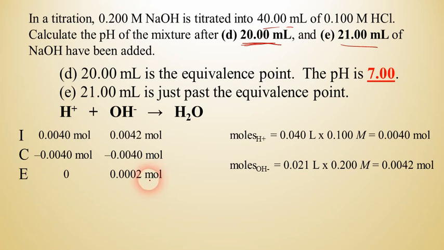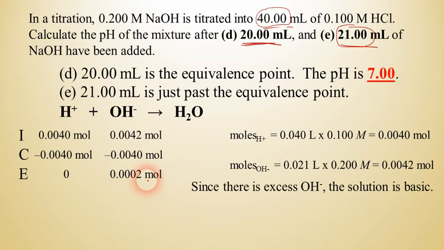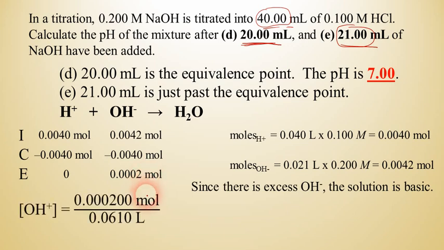And once again, we have to figure out the actual molarity of that. So we take the moles divided by liters. So we started with 40 mils of acid, and we've added 21 mils of base. So that's 61 milliliters. So we divide the 0.0002 by 0.061 liters. And of course, as we see here, since there's more hydroxide, it is going to be basic this time.